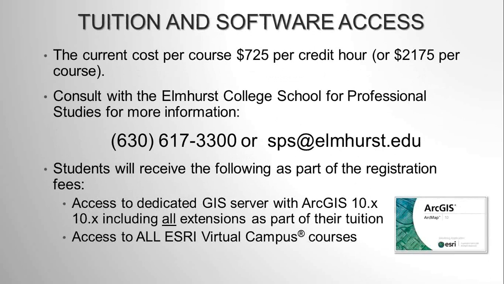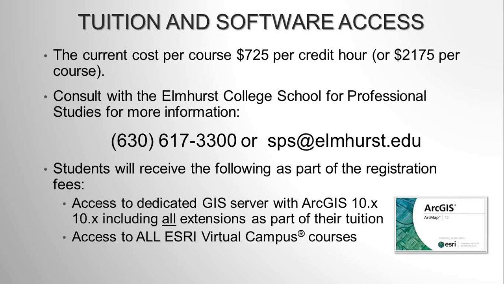Currently, our cost per course is $7.25 per credit hour. The tuition and software access here, in summary, is commensurate with competitive schools across the country. We're pretty much in the middle of the price range in terms of tuition. If you have any questions, I would recommend consulting with the Elmhurst College School for Professional Studies. They can be reached at 630-617-3300 or emailed at sps@elmhurst.edu.